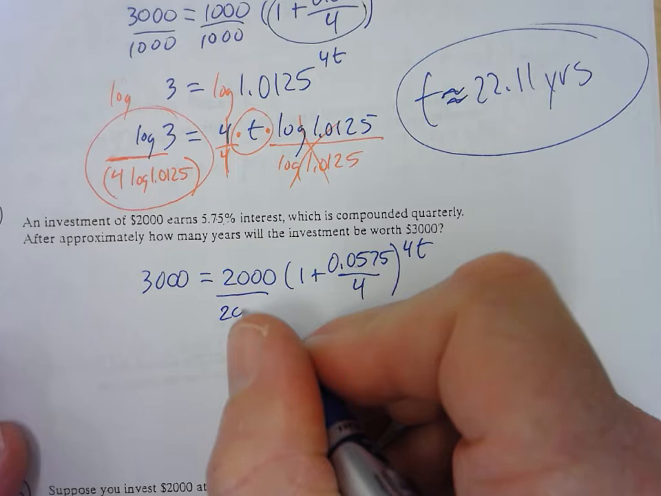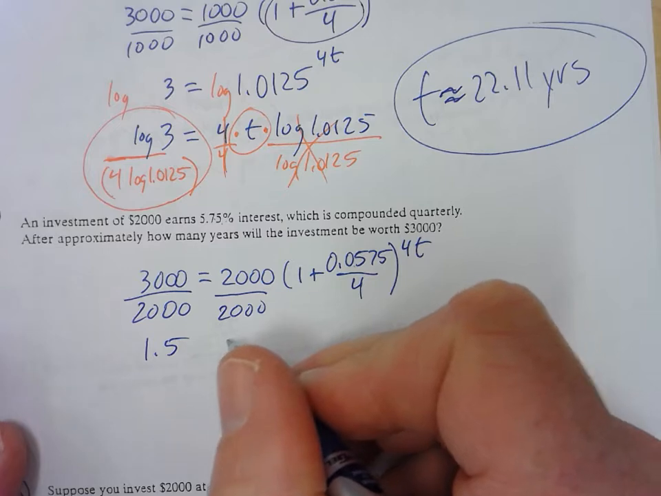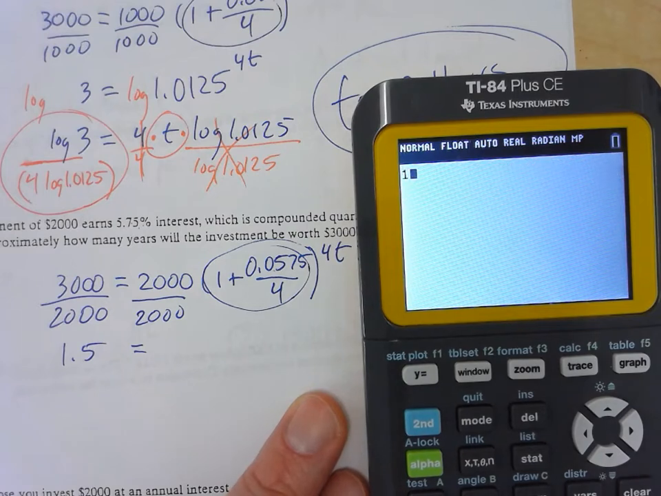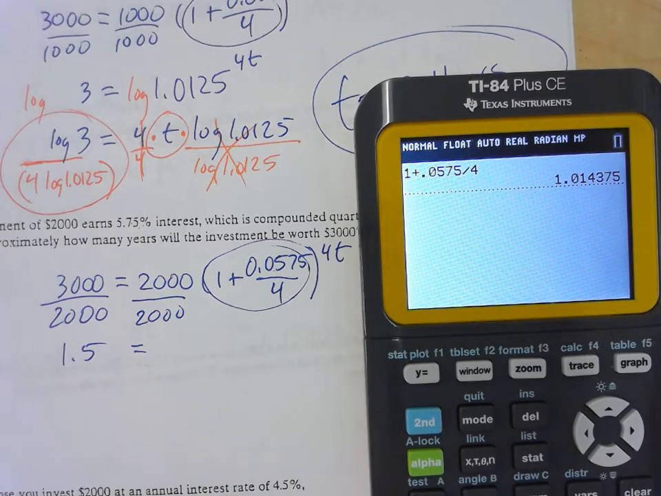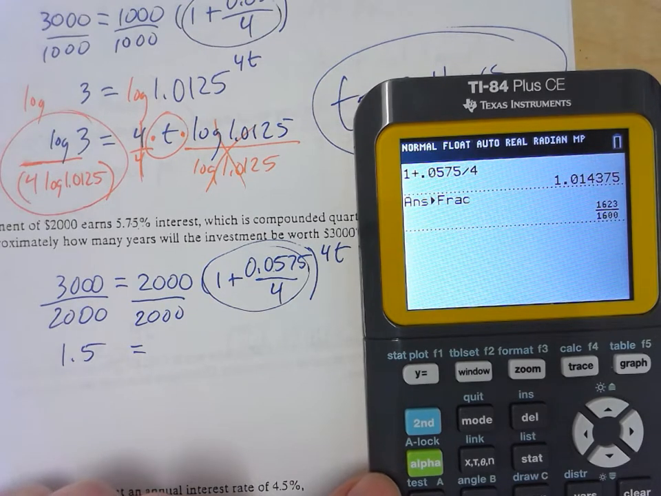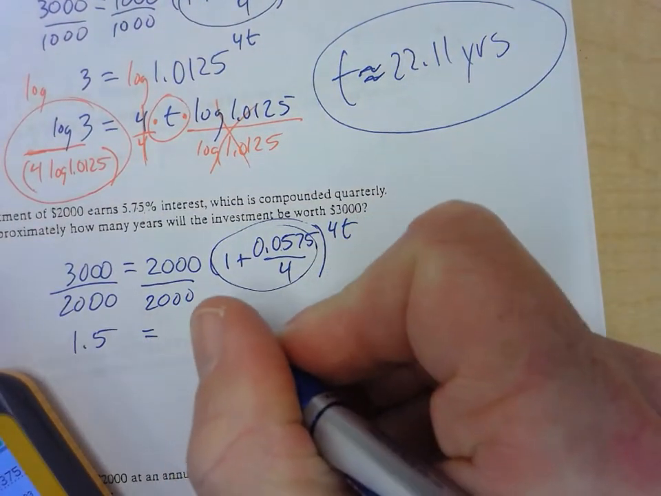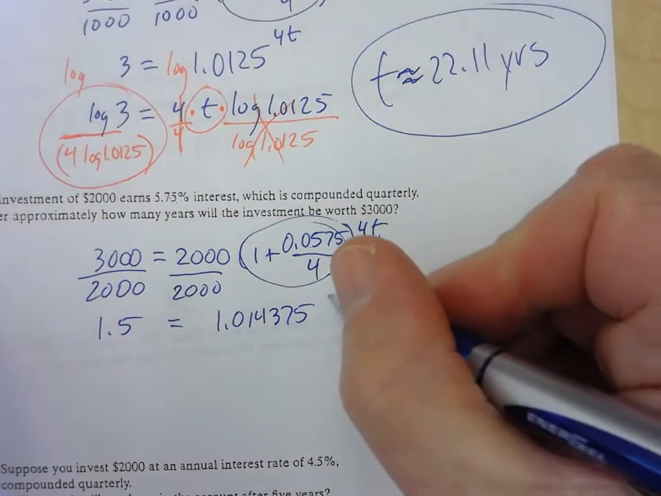Same procedure, divide by the 2,000. And that's going to be 1.5 is equal to, and I'm going to type that into the calculator and see what I get like I did in the last problem. So it's 1 plus 0.0575 divided by 4. And I can keep all those decimals, or I can use the fractions. So let's see what it is as a fraction. It's 1,623 over 1,600. 6 of one, half a dozen the other. I'll use the decimals. 1.014375. Since it's a terminating decimal, I'm going to use it. To the power of 4t.